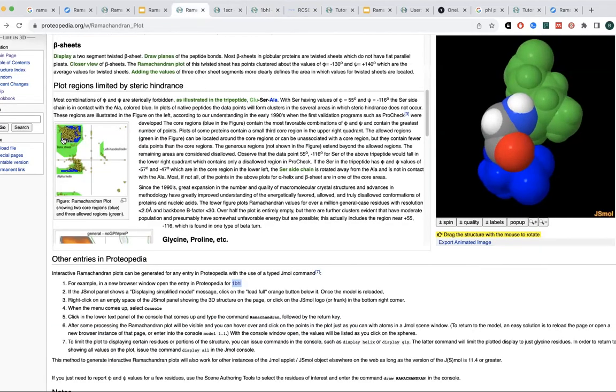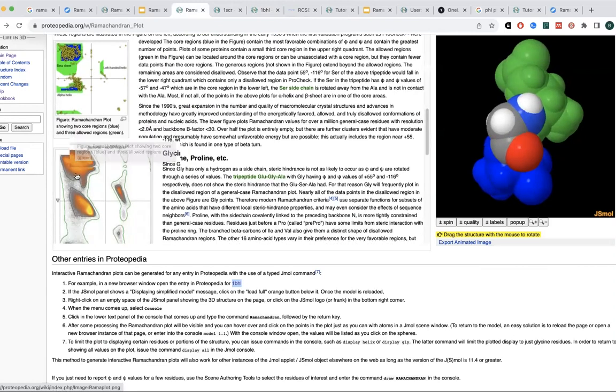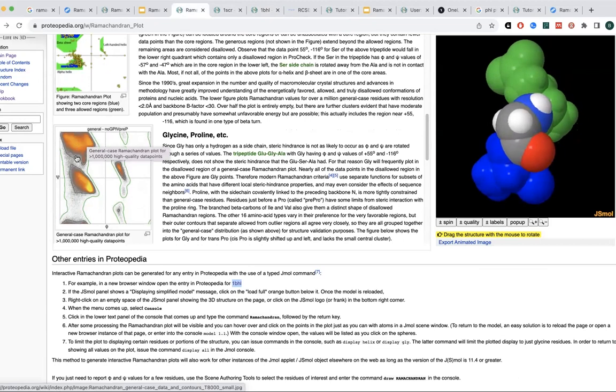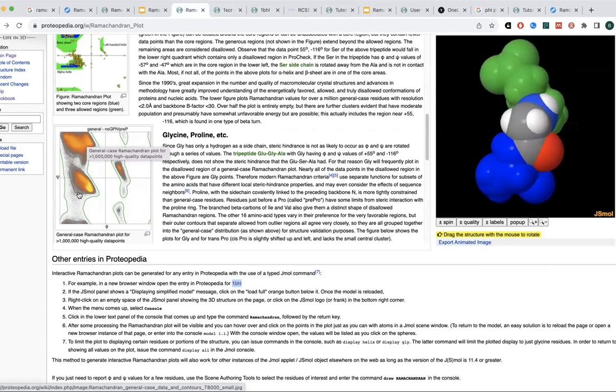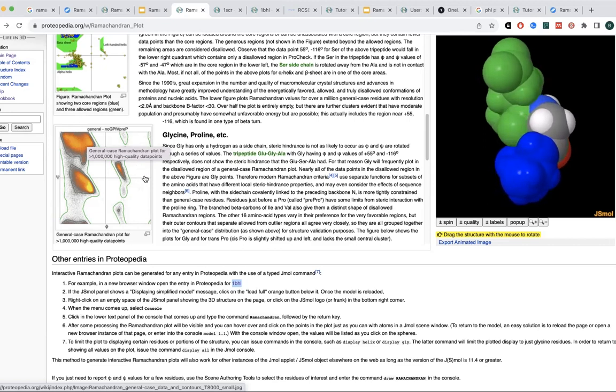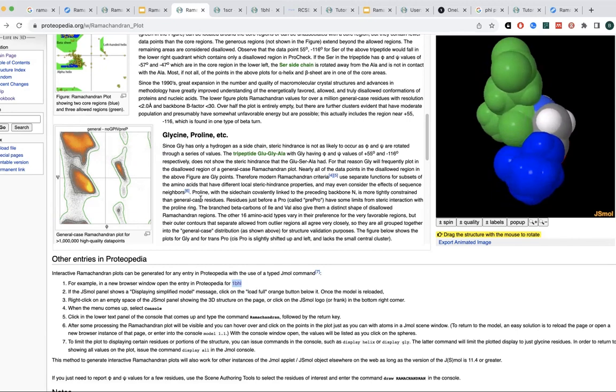In addition to having those core regions, which are often in a dark color, where you'll find more dots, there are also allowed regions, and there are generously allowed regions. And so maybe those glutamates were over in here. But basically, if you see things outside of those regions, then that would be considered a Ramachandran outlier, and that would be something that you might want to go and look into.